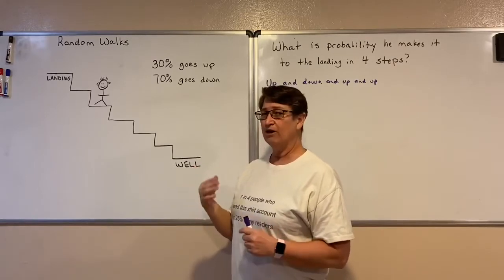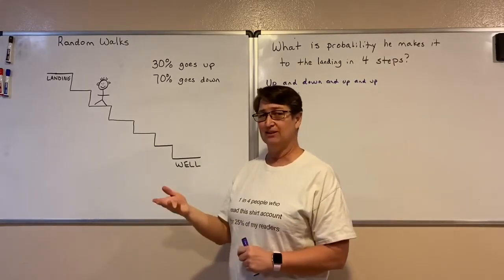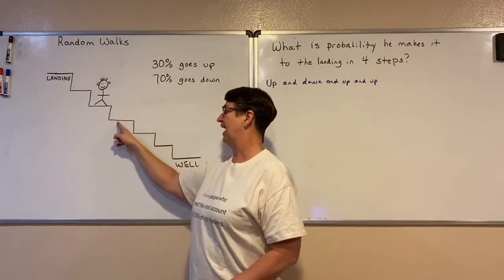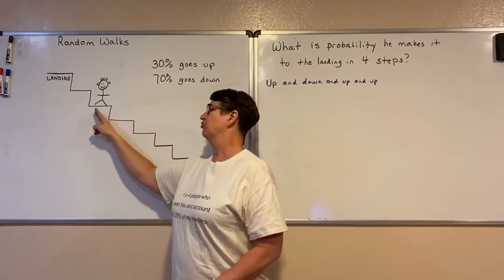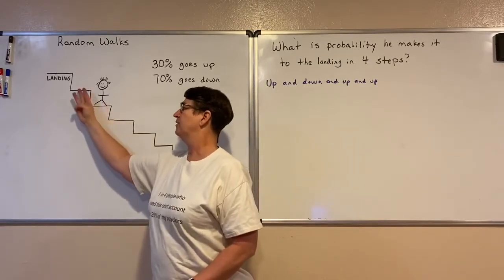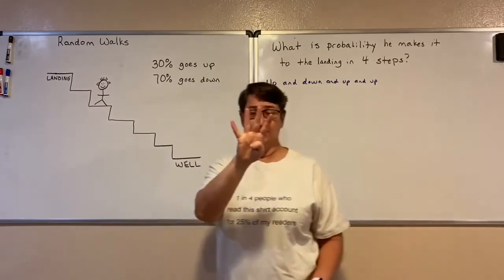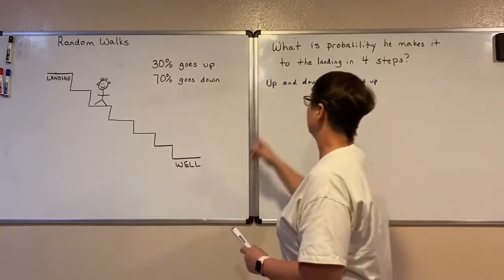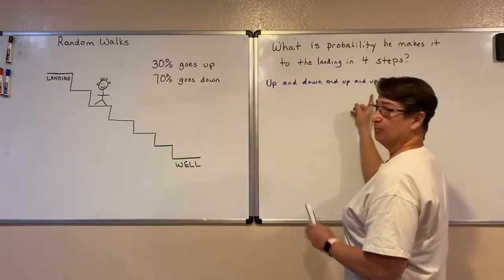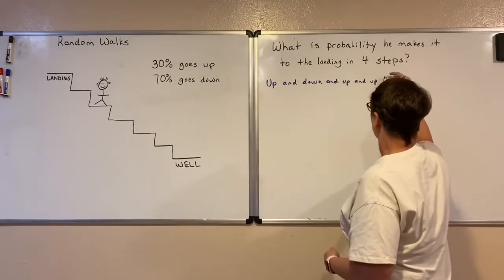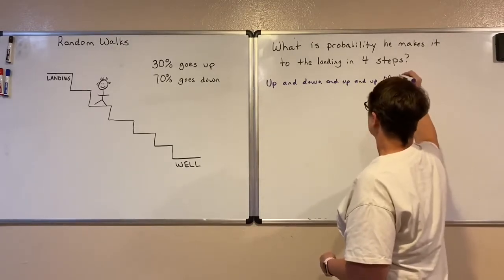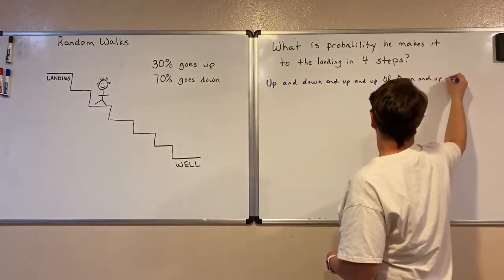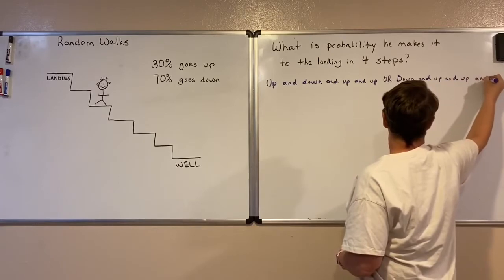Now, is that the only way he can make it to the landing? Let's see. What if he went down first? Can he still make it to the landing in 4 steps total? Well, let's see if he can. If he goes down, then goes up and up and up, sure enough, that gives him 4 as well. So there are 2 different ways that he can make it to the landing. Up and down and up and up is one way. Or another way he could do it is to go down and up and up and up.